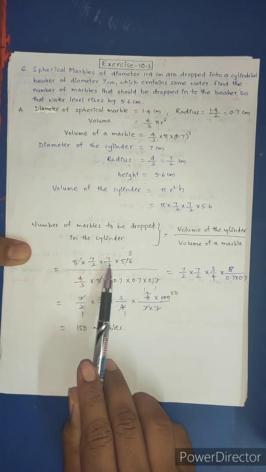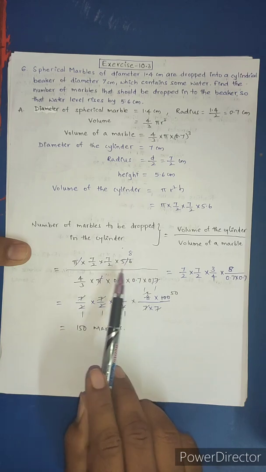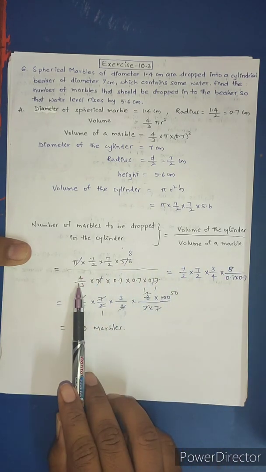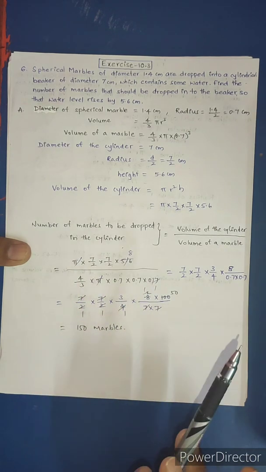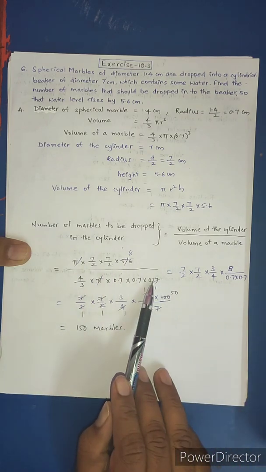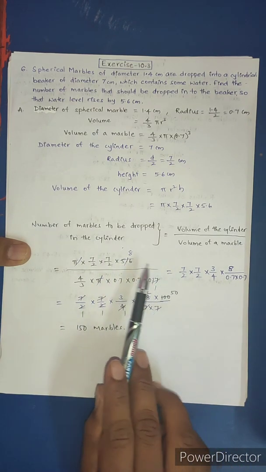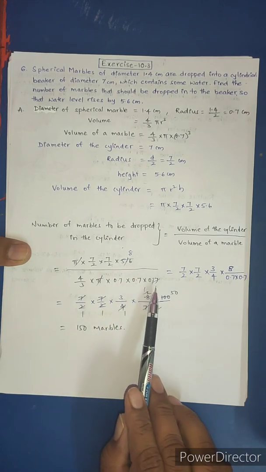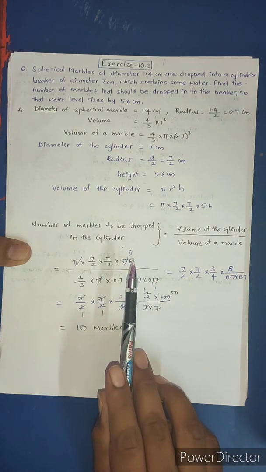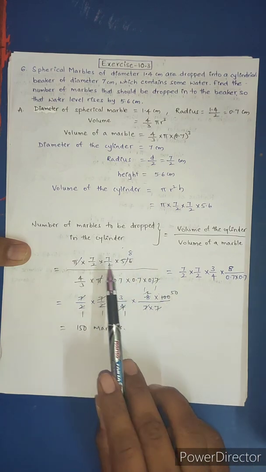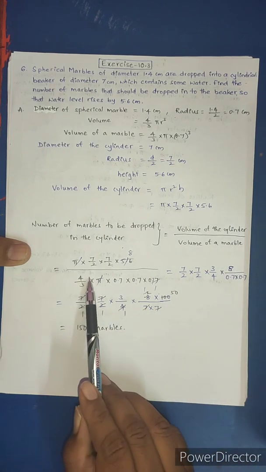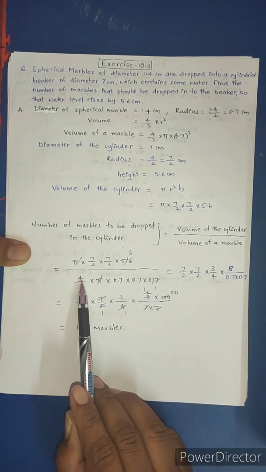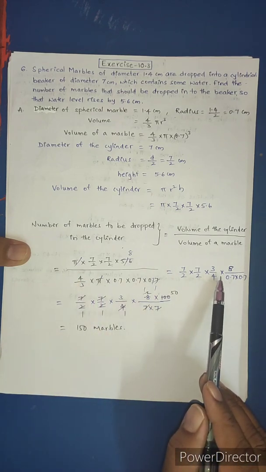Okay, volume of the whole cylinder: pi r square h, pi into 7/2, 7/2, into h value 5.6, divided by volume of each marble, 4/3 pi r cube, 4/3 pi into r value 0.7, 0.7, 0.7. Pi gets cancelled. One decimal point, one decimal point get cancelled. Then it becomes 56. This is 7, 7 1 is 7, 7 8s are 56. Now remaining values 7/2, 7/2. Then 8 is in the numerator place, and the denominator there is a fraction.